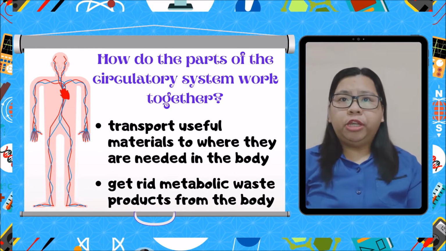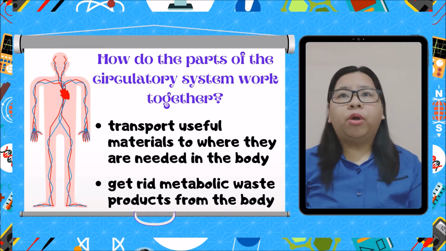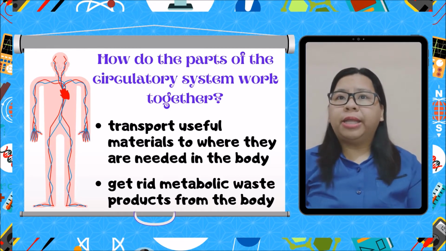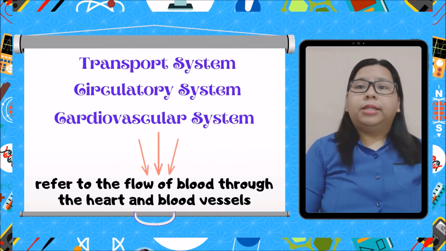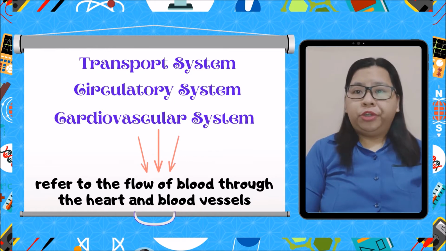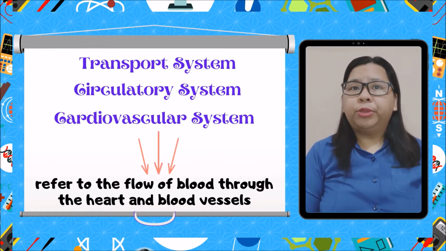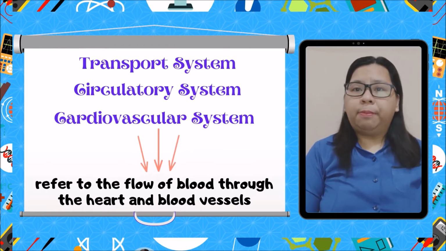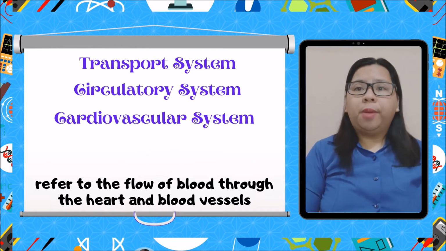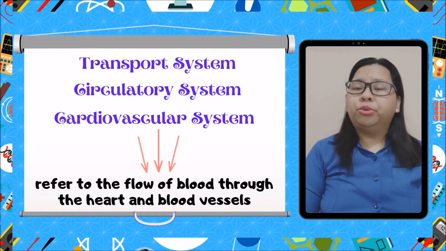Transport of useful materials to where they are needed and metabolic waste products to where the body can get rid of them explains how the parts of the circulatory system work together. The transport system, circulatory system, and cardiovascular system all refer to the flow of blood through the heart and blood vessels. In humans, blood circulates through two pathways.